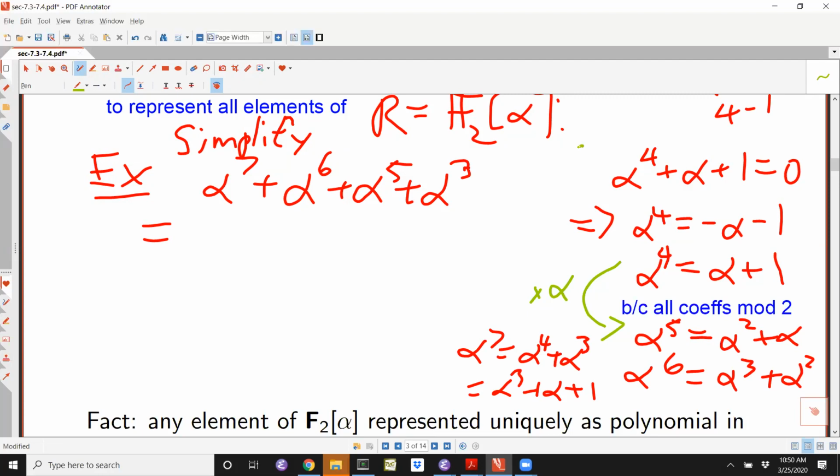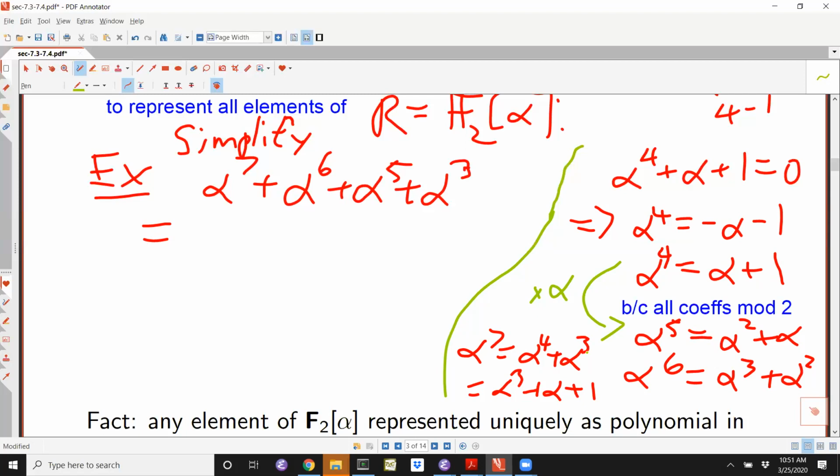So does that make sense where I got these new rules? That alpha to the 4th is alpha plus 1, and alpha to the 5th is equal to alpha squared plus alpha, and alpha to the 6th is this, and alpha to the 7th is that. So I can replace all these terms, alpha to the 5th, alpha to the 6th, and alpha to the 7th, with polynomials of degree at most 3 in alpha. Does that make sense to everybody? Again, please type yes in the chat window, or ask a question if you can articulate something. You can just type Y. Y is good.